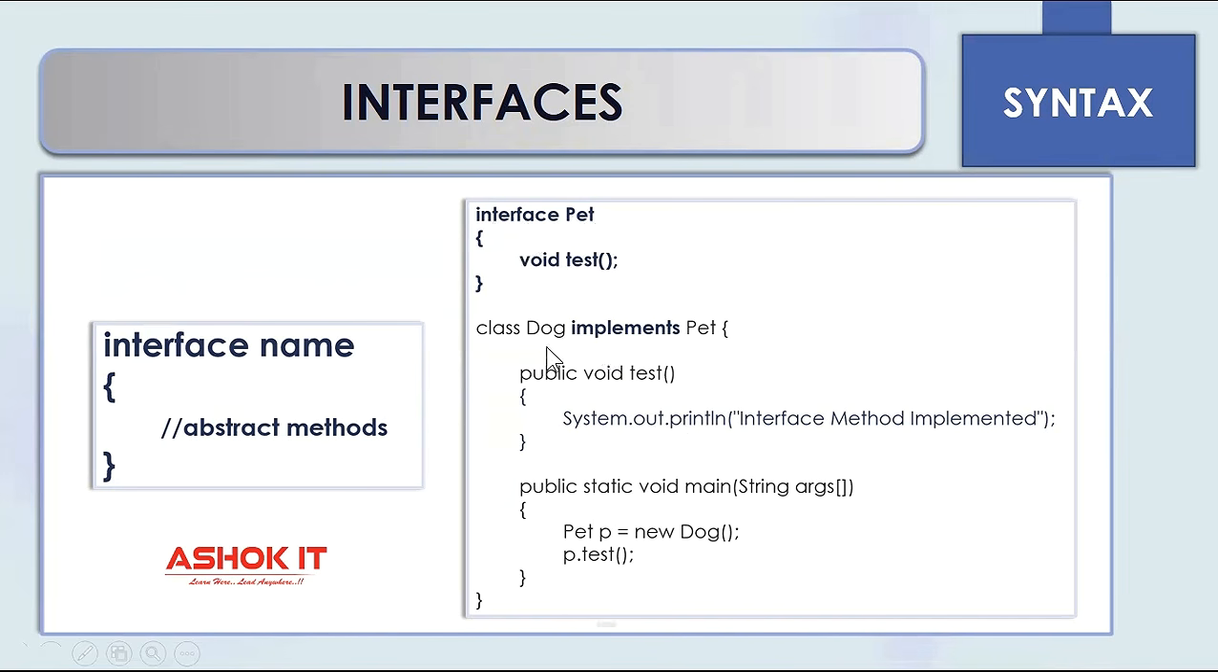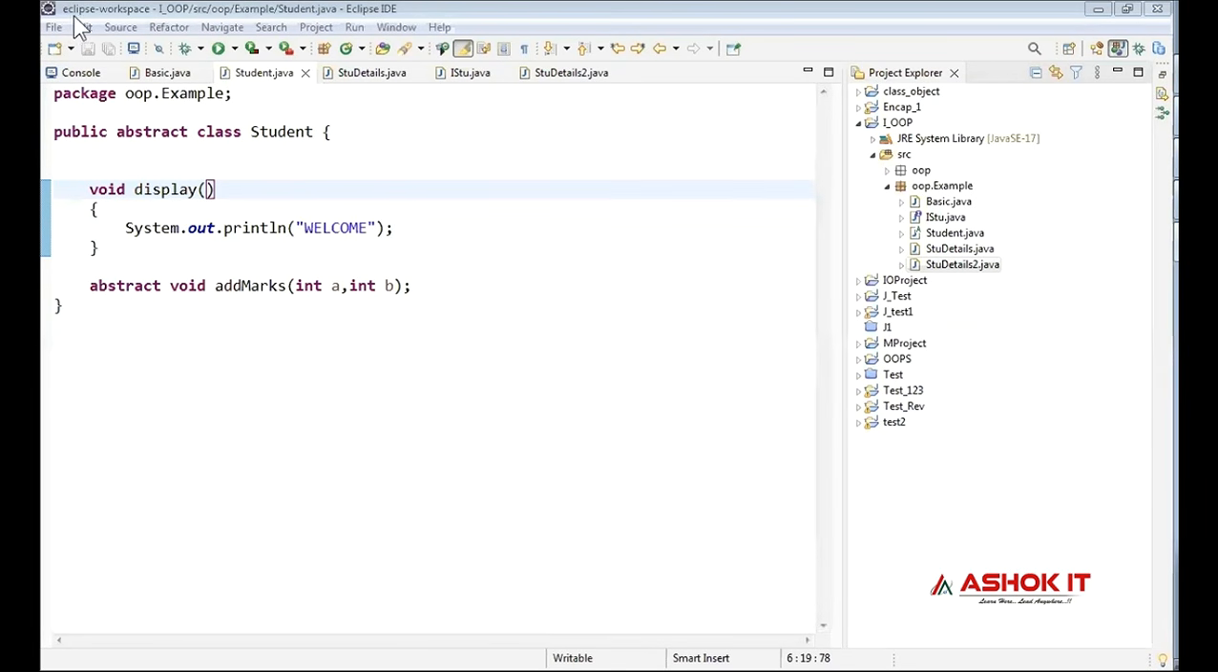And here the Dog class provides the definition to the abstract method test of the interface. Here the abstract method test is implemented and it prints "interface method implemented" on the screen when it gets executed. So we create an object for the interface which is of type Dog, or we can also directly create the object of Dog and call the method present in the class. So to see it practically, we will be seeing the example in Eclipse IDE.